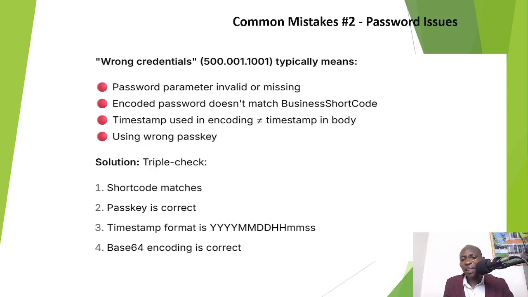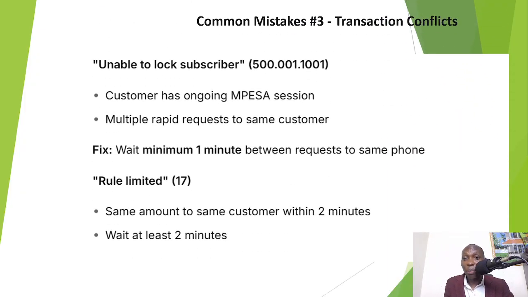So basically, these are quick wins. Ensure that the shortcode matches, the passkey is correct, the timestamp is in the correct format, and ensure that this password parameter is base64 encoded and correct. Let us go to common mistake number 3, transaction conflict. Unable to lock subscriber. You may get this error.